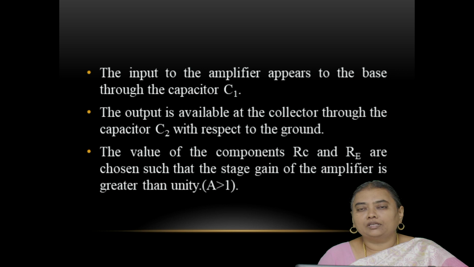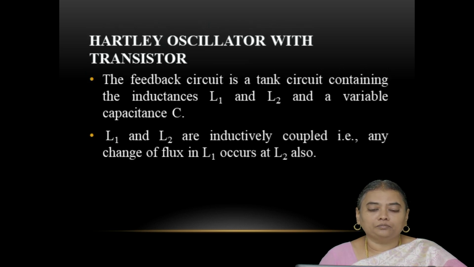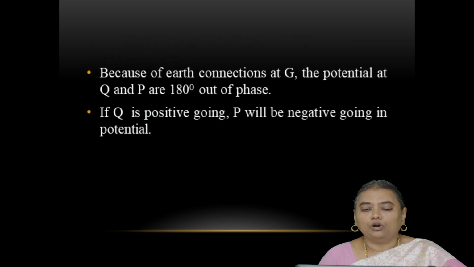The values of the components RC and RE are chosen such that the stage gain of the amplifier is greater than unity. That is, A is greater than unity. And this one represents the circuit diagram for the Hartley oscillator with the transistor. The feedback circuit is a tank circuit containing the inductances L1 and L2 and a variable capacitance C. L1 and L2 are inductively coupled. That is, any change of flux in L1 occurs at L2 also. Because of the earth connection at G, the potentials at Q and P are 180 degrees out of phase. If Q is positive going, P is negative going in potential.